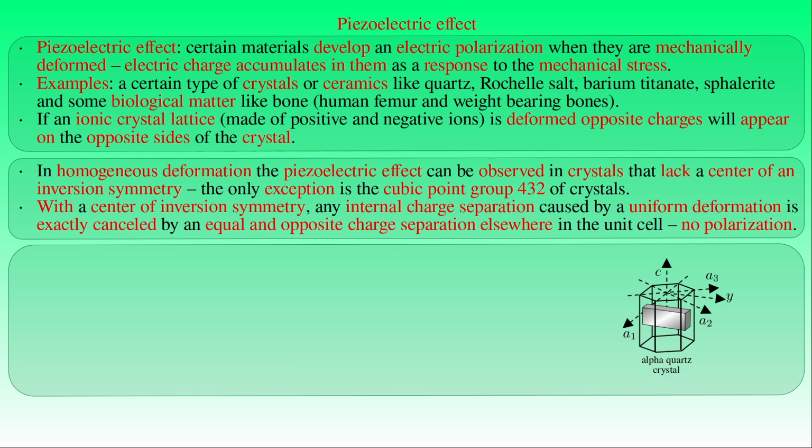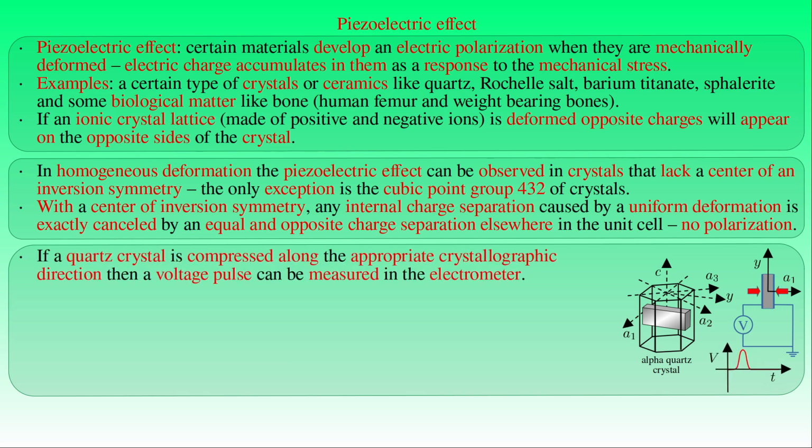In the figure we show a cut with the large faces normal to the A1 axis, that is, in the plane spanned by the y-axis and the c-axis, where metal electrodes are deposited on the two large faces of the thin plate and the crystal is connected to a high impedance electrometer. If the crystal is compressed along the A1 or the Y direction by applying some mechanical force, then a voltage pulse can be measured by the electrometer.